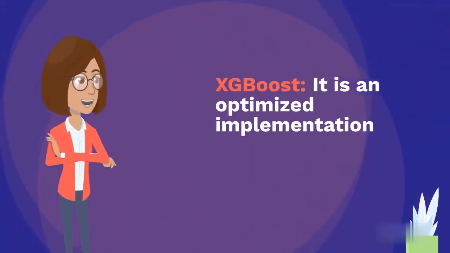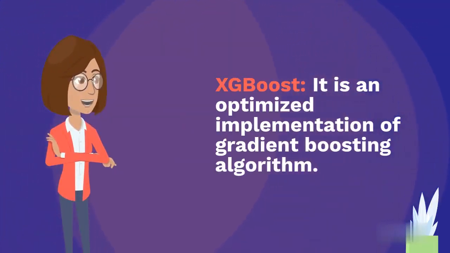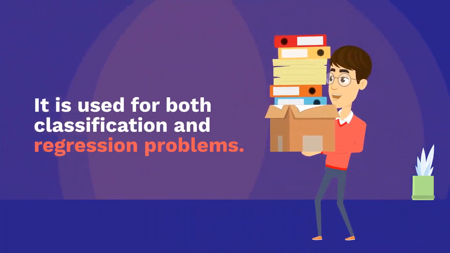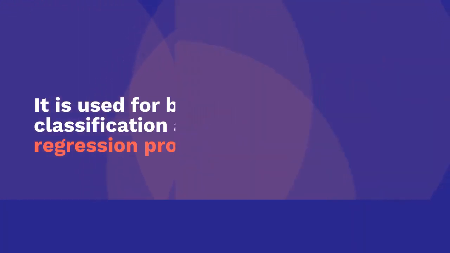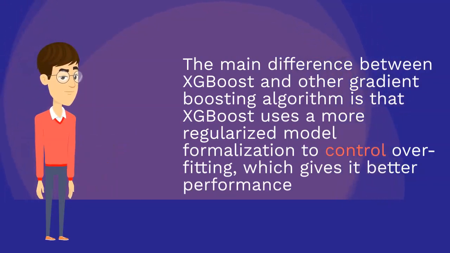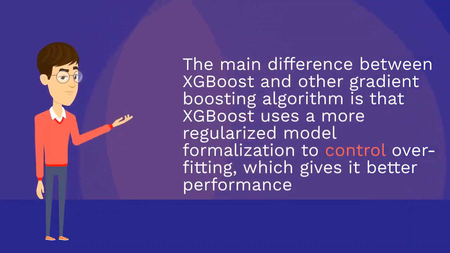XGBoost. It is an optimized implementation of the gradient boosting algorithm. It is used for both classification and regression problems. The main difference between XGBoost and other gradient boosting algorithms is that it uses a more regularized model formalization to control for overfitting, which gives it better performance.